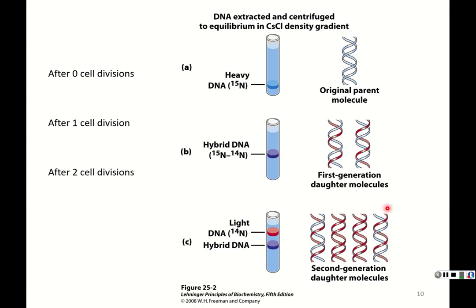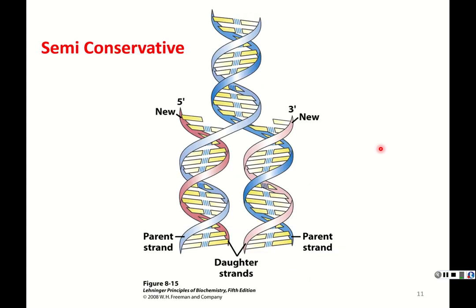When they did this, I don't want to go through all the details here, but basically what they found is that after the first generation of daughter molecules, you'd get this 50-50 mixture of N15 and N14. And so that meant the replication occurred in a semi-conservative manner. Okay, and that is for each parent strand, a new daughter strand would be synthesized onto it.